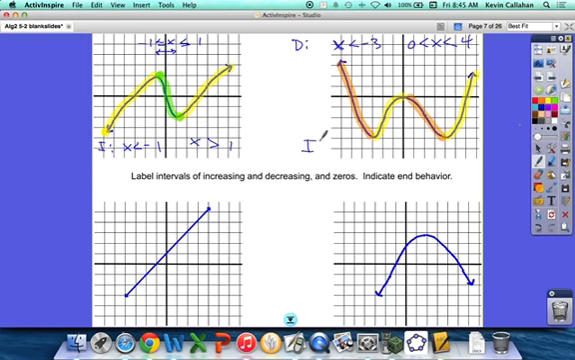How can we describe the increasing? Here's an interval of increasing. What are the x values on either side of that? -3 to 0. -3 is less than x is less than 0. How about this one? It starts here and it goes to the right. How are you going to say that? How about x is greater than 4?